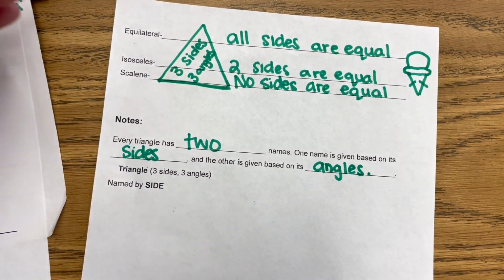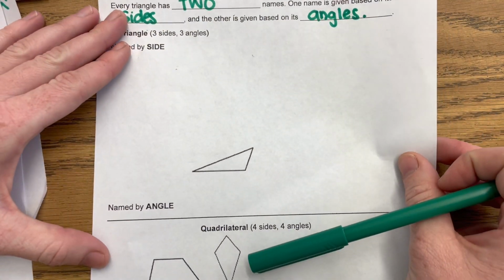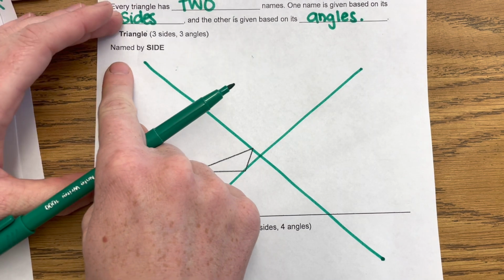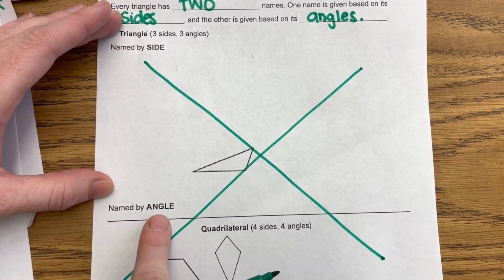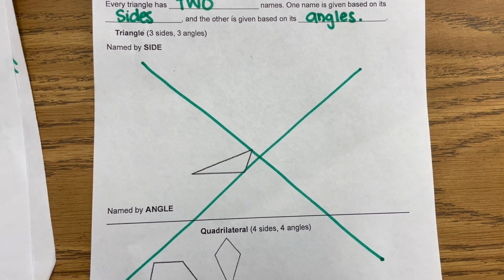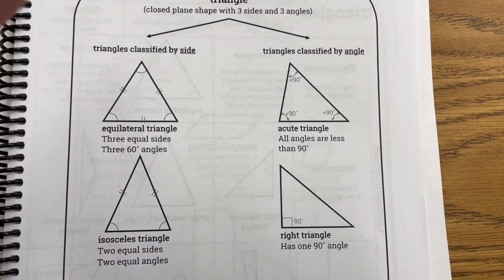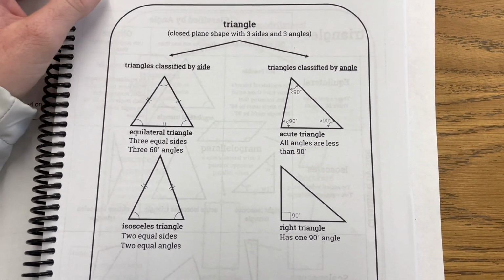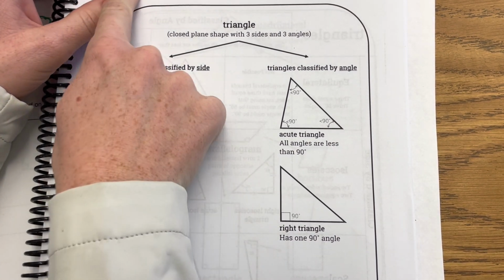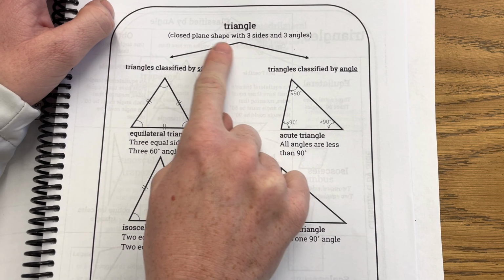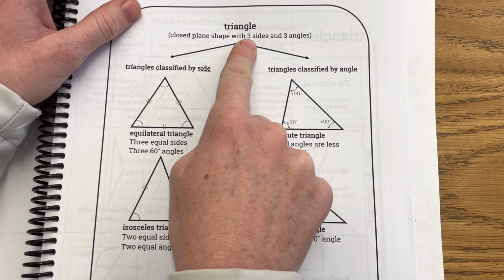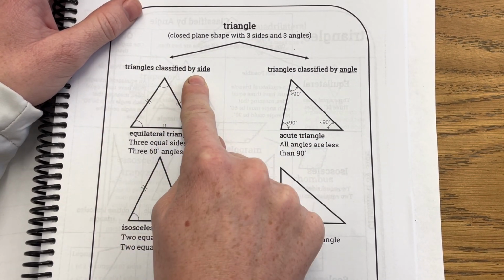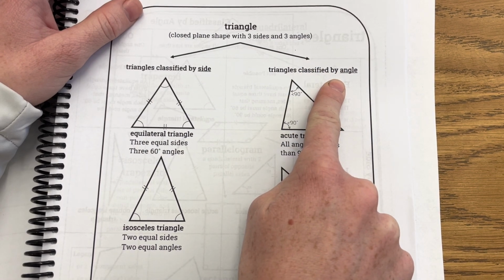Okay, the bottom of our notes did not print correctly. So we're gonna take our pencil, we're gonna put a big X on that. So we would have been naming by sides and then by angles, and I'm gonna show you that in your textbook. So you have not gotten your book yet, but on page 2 of your book, there is a classification of triangles. So again, it's a closed plane shape with 3 sides and 3 angles. And if we go this way, it's classified by the side. And if we go this way, it's classified by the angle.